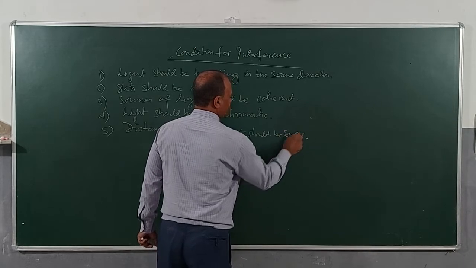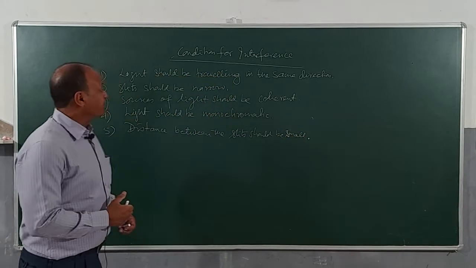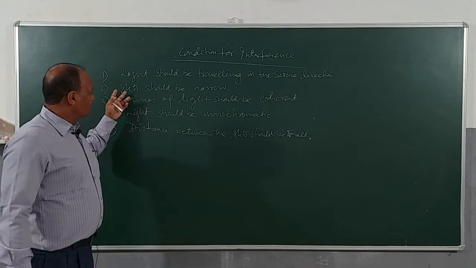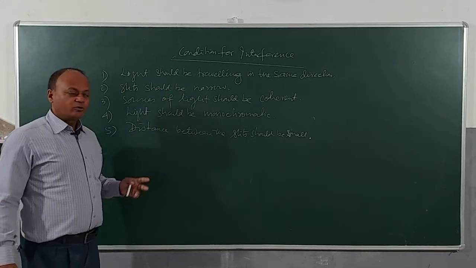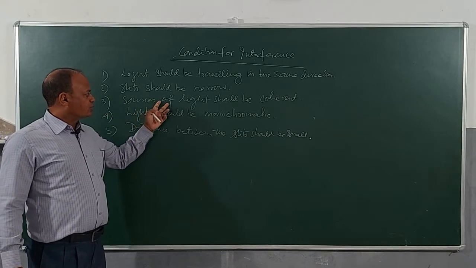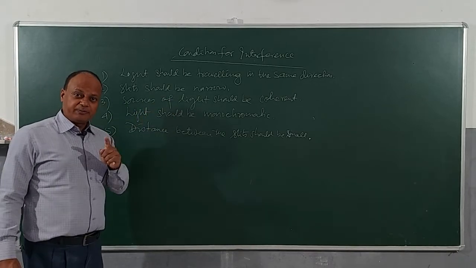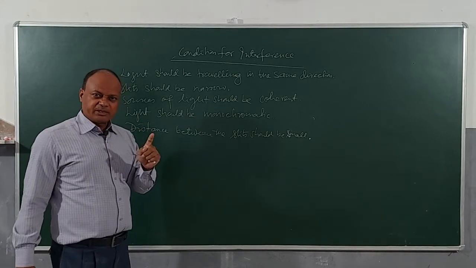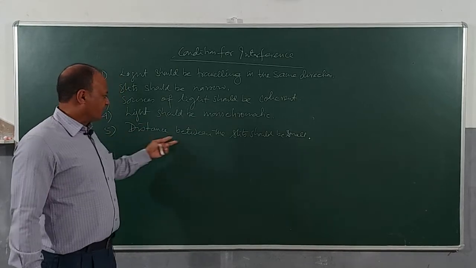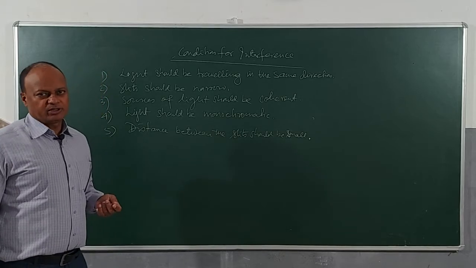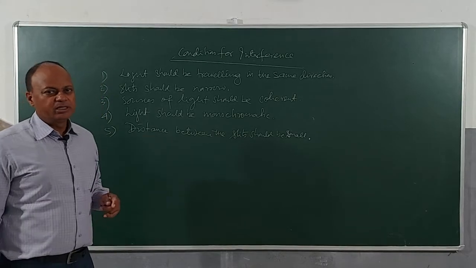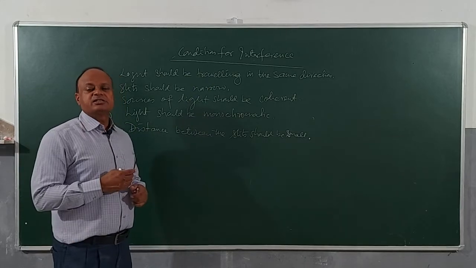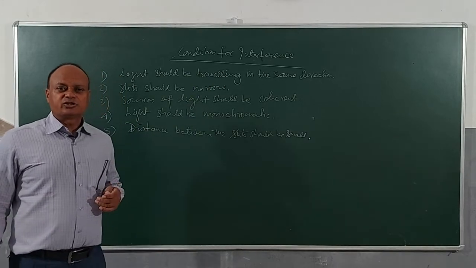So children, these are some of the important conditions that we are doing. Light should be travelling in the same direction. Slit should be narrow. Sources of light should be coherent, very important. Light should be monochromatic, of the same color, and distance between the slits should be small. Clear? These are some of the conditions which will be required for having sustained interference from coherent sources.